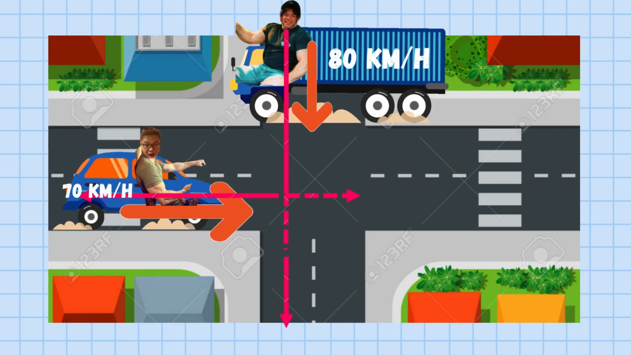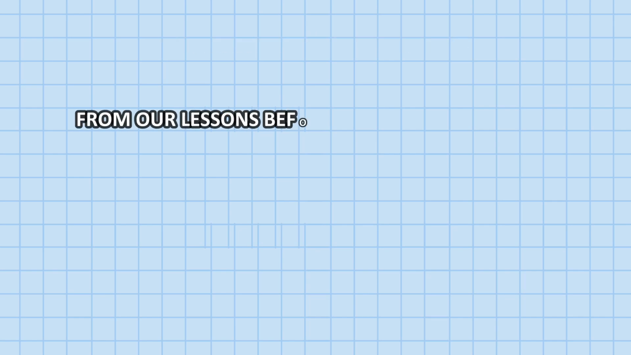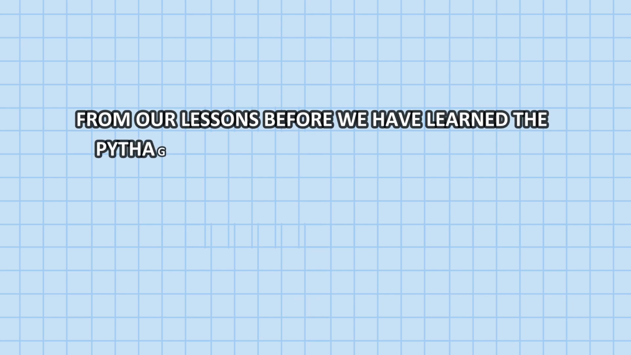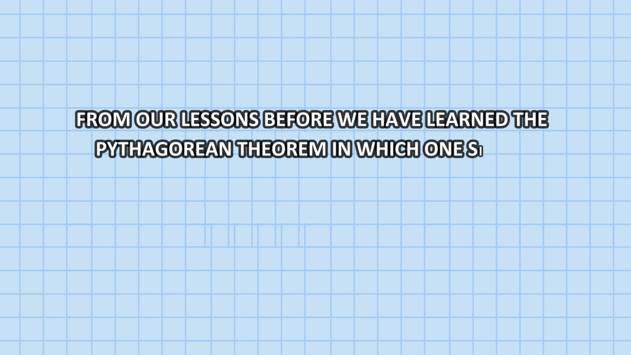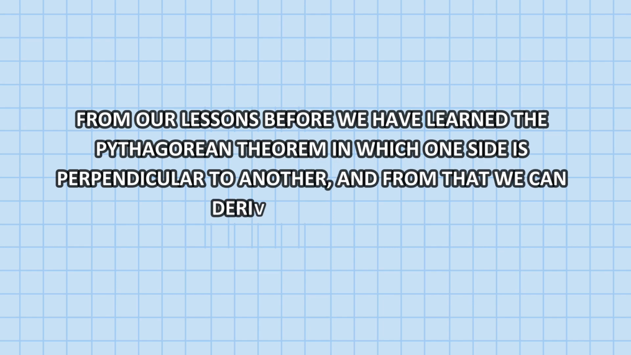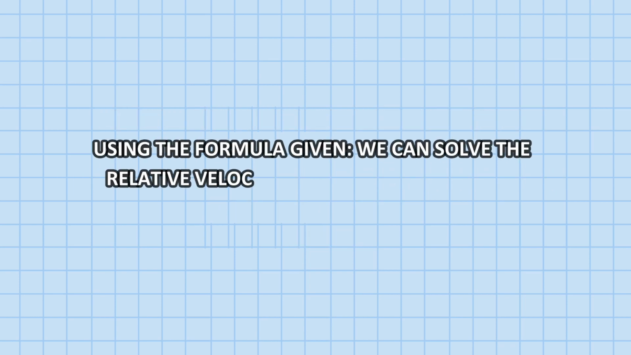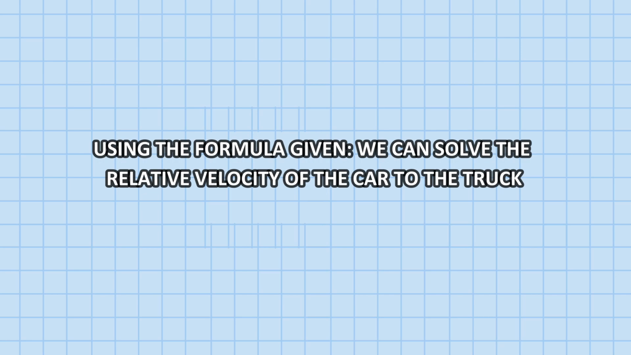Since they're traveling perpendicular to each other, to solve this, we can just use trigonometry. Let's recall our trigonometric lessons. From our lessons before, we have learned the Pythagorean theorem, in which one side is perpendicular to another. And from that, we can derive the formula a squared plus b squared equals c squared. And using that, we can find out the relative velocity of the car to the truck. So, a squared plus b squared is equal to c squared.